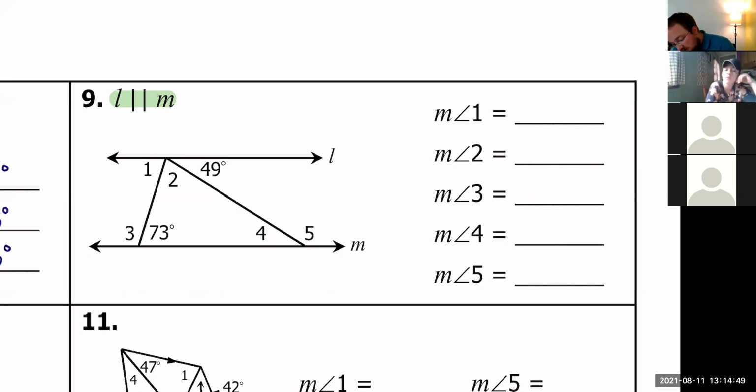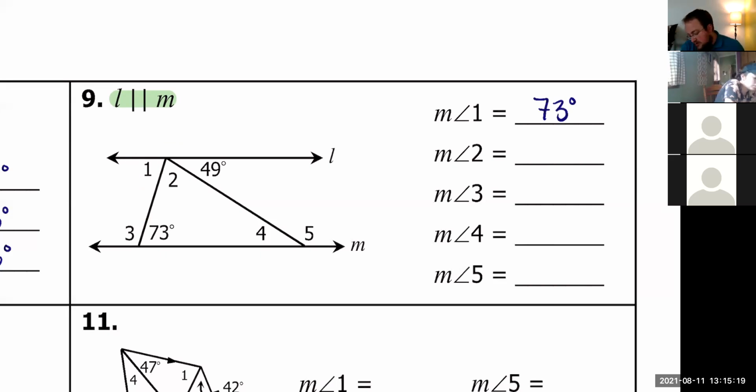I'm going to suggest, though, we start with angle 1. Now, angle 1, if you imagine this line right here, and it's a segment right now, as a transversal, angle 1 and 73 degrees are alternate interior angles. And alternate interior angles are always congruent. So angle 1 is 73 degrees.